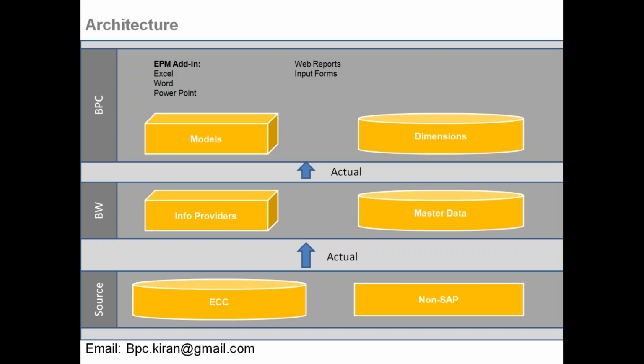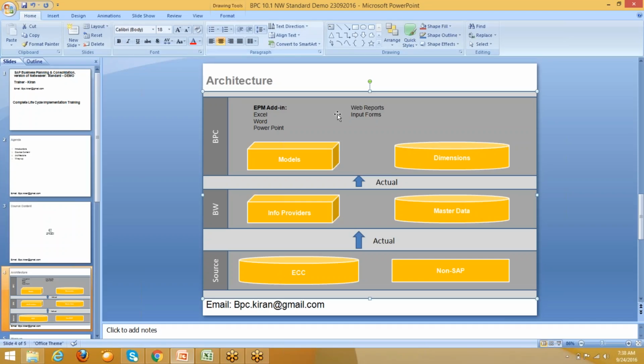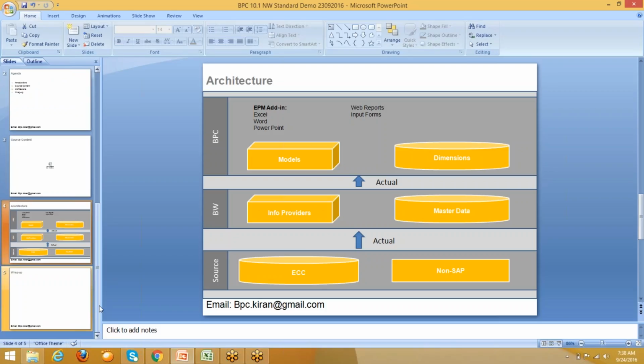Web reports, input forms. You can create some web reports and input forms using BPC web functionality that we are going to discuss. So this is the architecture of BPC standard. This ECC can be on HANA, right? ECC on HANA or any DB. BW can be on HANA or any DB. BPC should be on BW. So this is what we are going to cover as part of this course. This is the technical architecture of the course.